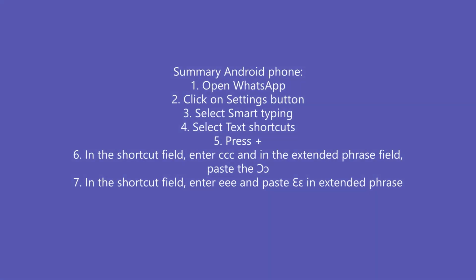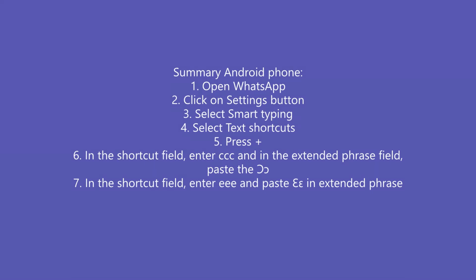Just a summary, you open your WhatsApp, you click on the settings button, you select smart typing, select text shortcuts, and you press the plus sign. And in the shortcut field, you enter your CCC and you paste the O there. And you do the same thing for the A also by typing EEE or whatever you want to do to represent the A in the expanded phrase field.